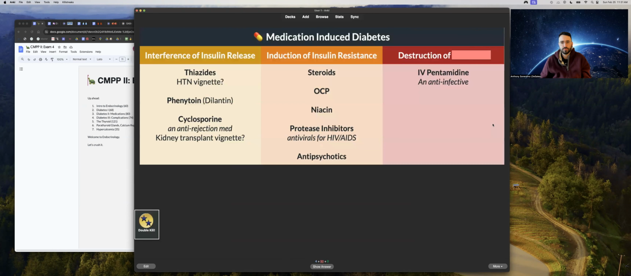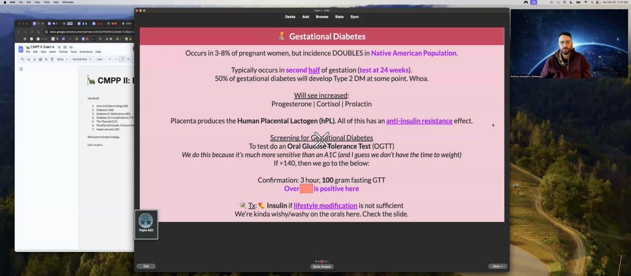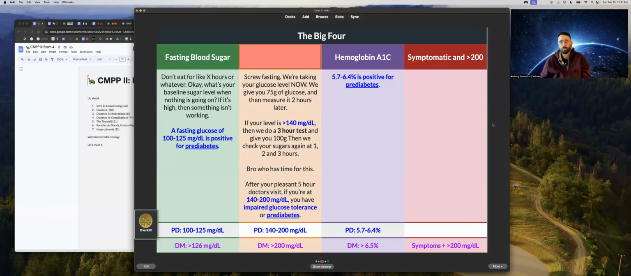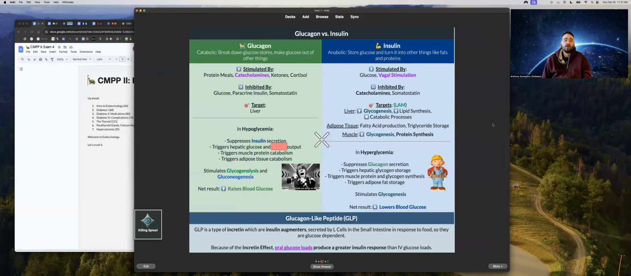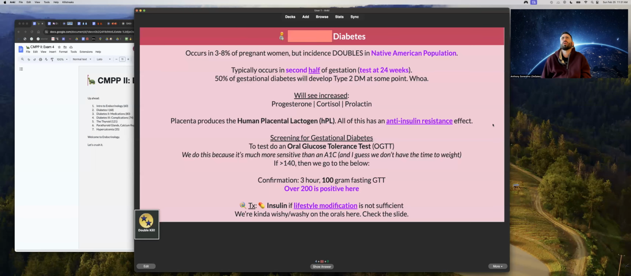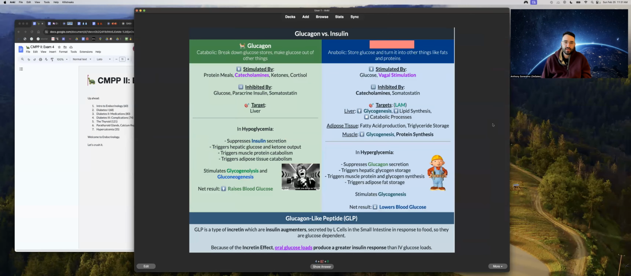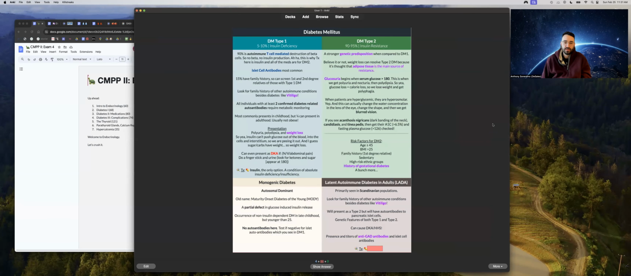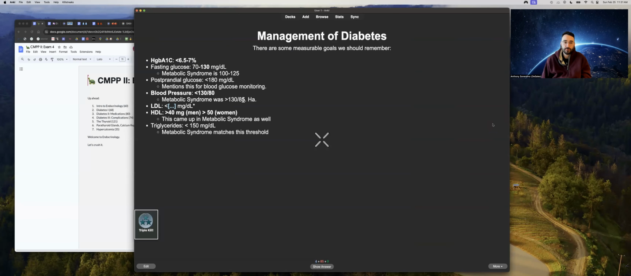Autosomal dominant. Destruction of beta cells. Over what is positive for GTT? 200 for gestational diabetes. What's the middle one here? OGTT. Triggers hepatic glucose and blank output. Sugar. Ketone. Oh, gestational diabetes. Just the word insulin. Insulin, just not at first.